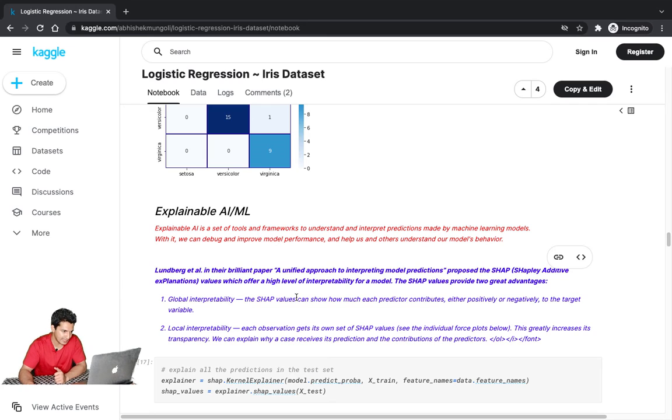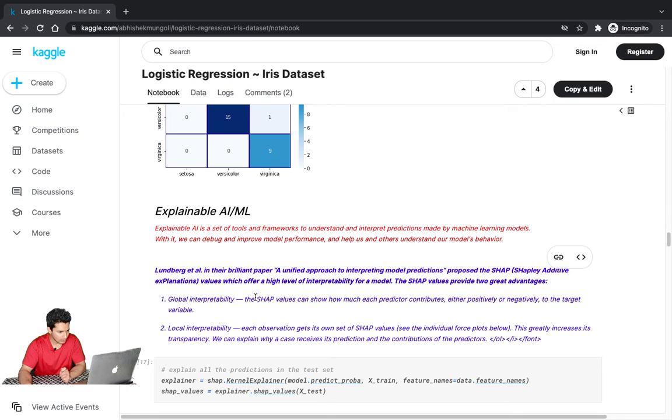So what is explainable AI or ML? Explainable AI is a set of tools and frameworks to understand and interpret predictions made by the machine learning model. With it, we can debug and improve model performance and also understand why the model is behaving the way it is behaving. And we will do it using Shapley values. Shapley values stands for Shapley additive explanation. The idea comes from the game theory, where in the game theory we can find the contribution of each player in the game. Similarly, here we can find the contribution of each feature in the model.